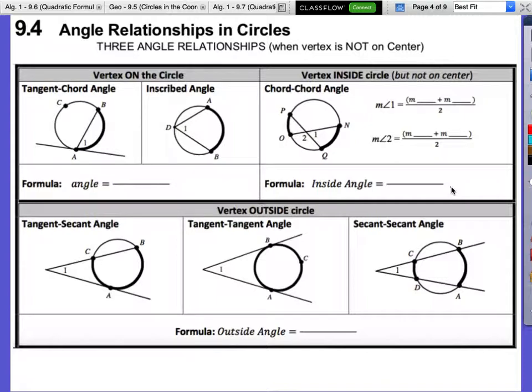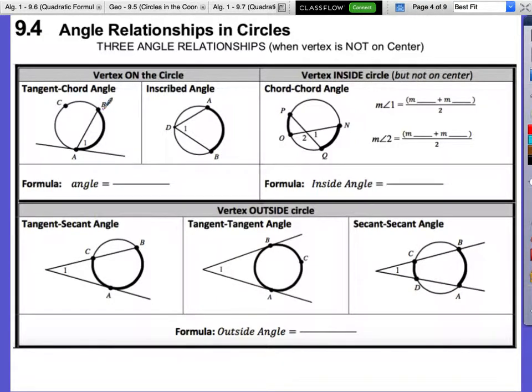So this would be when a tangent, this line down here, and a chord intersect. The vertex is on the circle, and this would be our angle. An inscribed angle, we talked about those before. That's not new to us. And what do we know about the inscribed angle versus the arc? It's half the arc, okay?